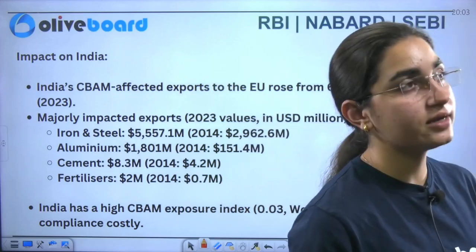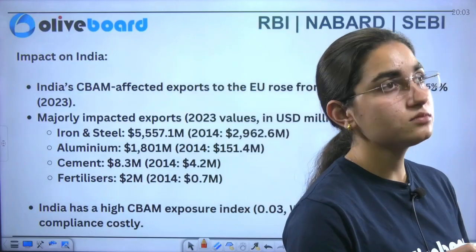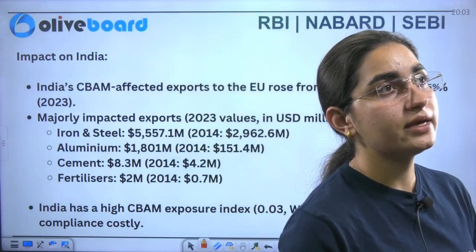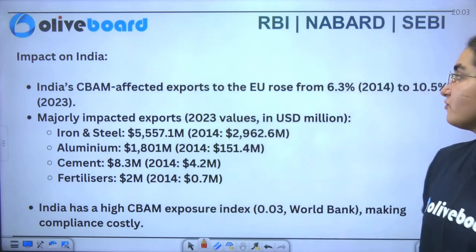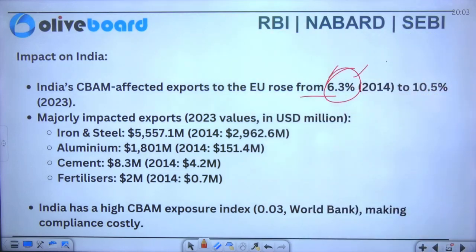If I talk about India and CBAM, you can see that it has affected exports to the EU, rising from 6.3% to 10.5%. Majorly it impacted the exports only. It has impacted iron and steel, aluminium, cement, and fertilizers as well. Now India has a high CBAM exposure index, 0.03% as per the World Bank, making compliance costly.